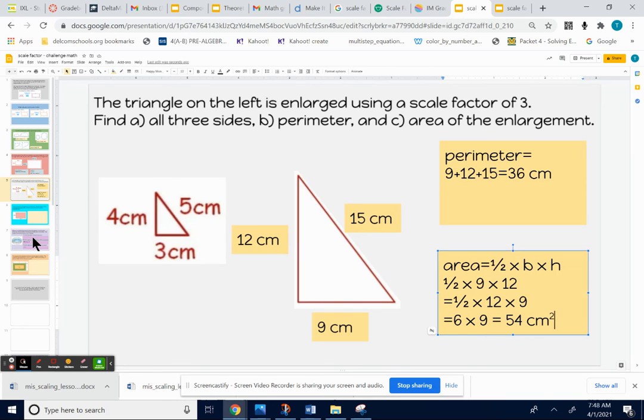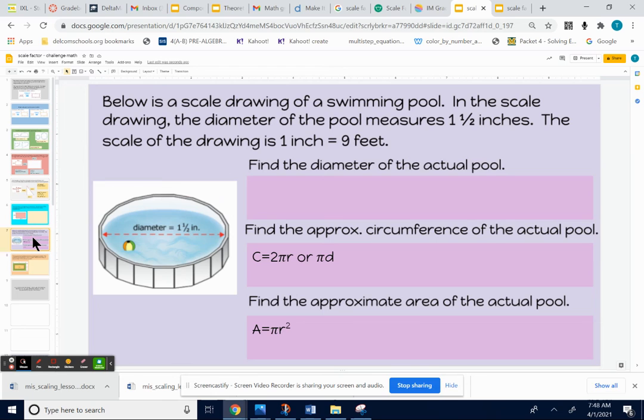Okay, second thing I want to mention is, if you look at this, let's see, slide 7. If they say something like, in a drawing, 1 inch is equal to 9 feet, okay, it's kind of related to scale factor, but it's just called a scale, because you have the units, but it's still the same idea. Okay, do the best you can with these, and let me know if you have any questions at all.